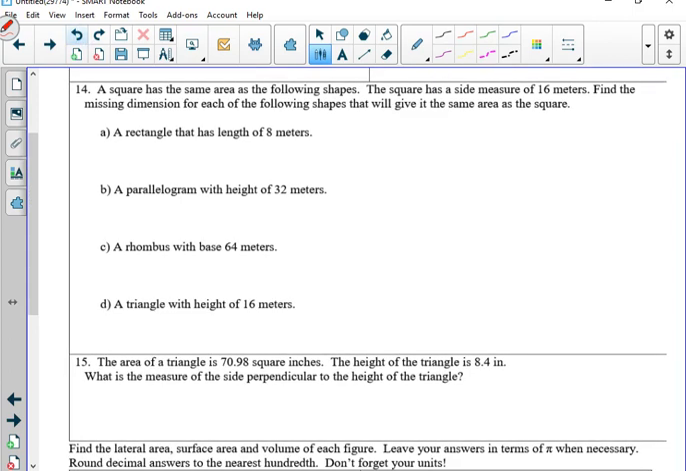Square the same area as the following shapes. Square the side measure of 16 meters. Find the missing dimension for each of the following shapes. So if it has a side of 16, that's 16 squared, which is 256 meters squared. So if the rectangle has a length of 8, and this has got to be 256, then it's basically 8 times x equals 256. X is 32 meters.